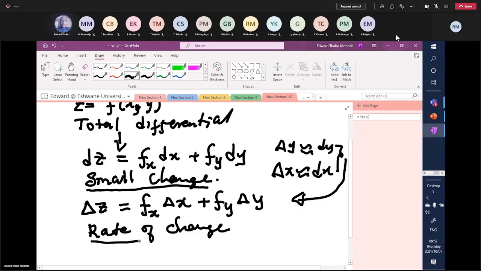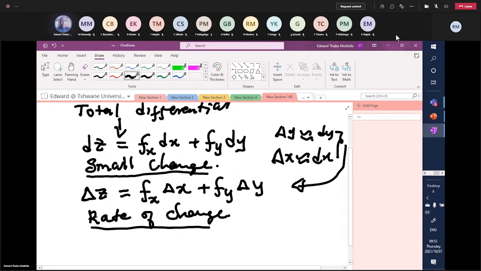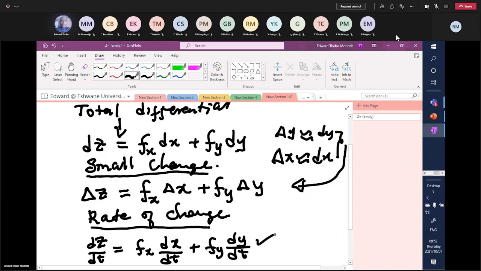So students usually have problems with formulas. Now, I wanted to put some time on these formulas. To determine the rate of change, I'll write the formula first before explaining. dz/dt is equal to, we differentiate f partially with respect to x, dx/dt, plus differentiate f with respect to y, dy/dt. So this equation here gives you what you call the rate of change.